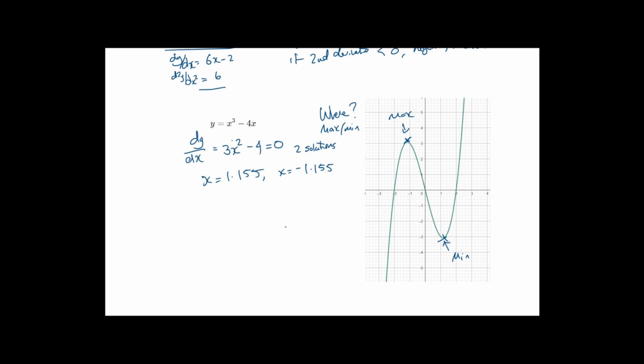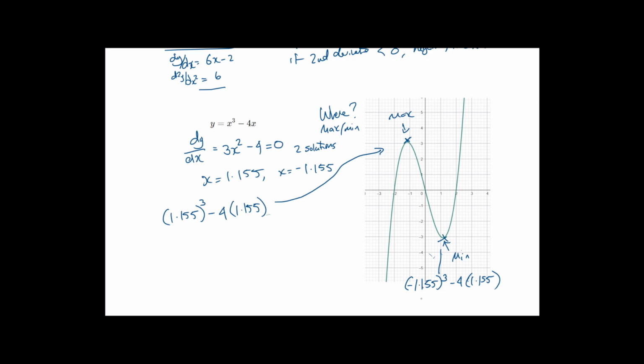How would we find out the y coordinates for that? We will put that into the original equation. So this is going to be 1.155 cubed minus 4 times 1.155. That's going to give us this one here. And for this one here, this is going to be equal to negative 1.155 cubed minus 4 times negative 1.155. And I'll leave you to find the exact number for that.